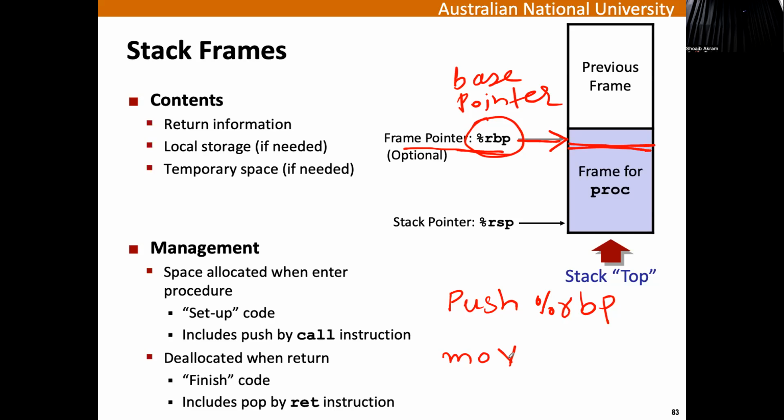Exactly. At this point in time, the callee still knows where it is. One word after the caller's stack frame. So it will copy its stack pointer into the base pointer register. And now the base pointer points to the beginning of the callee's stack frame.